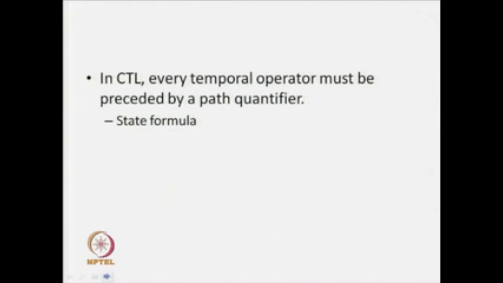Now, if you look into this syntax, you will find that in CTL, every temporal operator must be preceded by a path quantifier. We have 4 temporal operators: X, future, globally and until. In CTL, these 4 temporal operators must be preceded by the path quantifier A or E. Then only can we say that these are CTL formulas, and due to this quantification by path quantifier, the CTL formulas are basically state formulas. We are going to define the truth values of a CTL formula over a state.